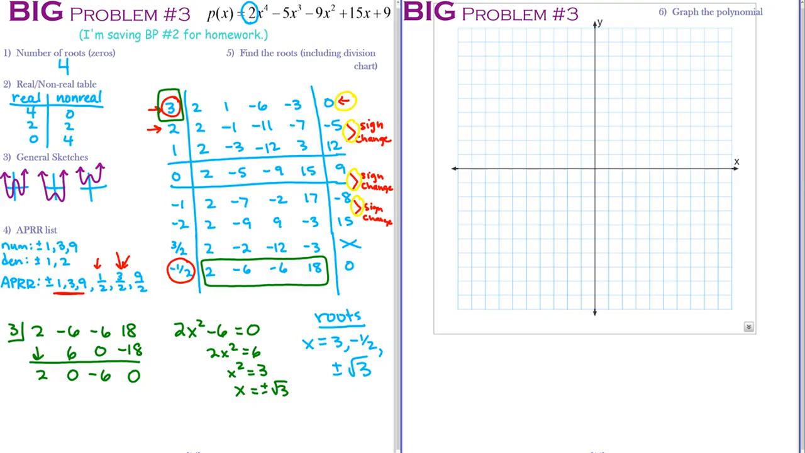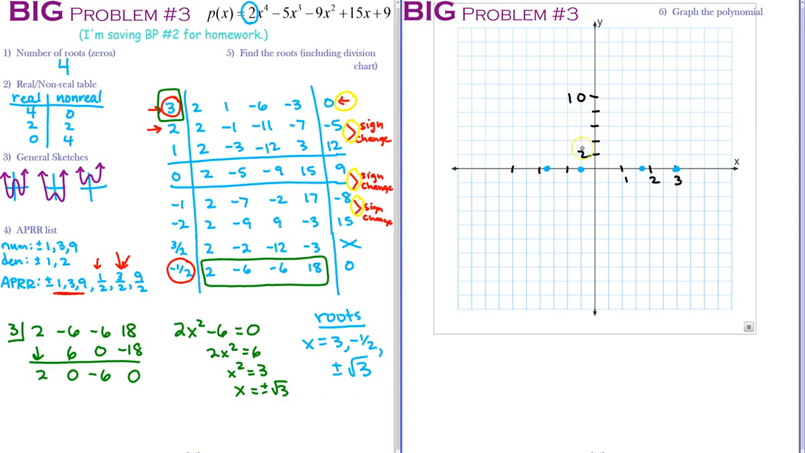So again, look at all your y values, figure out a scale. I think this time I'll just go by 2's on the y-axis. And we'll go by 1's again on the x-axis. Okay, let's plot the points. We have 3, 0. That's one of our roots. We have negative 1/2, 0. That's a root. We have square root 3 and negative square root 3.